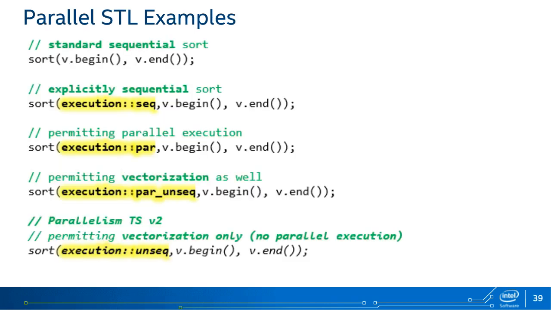The syntax for this is pretty simple. You have your original STL algorithm like sort. In this case, sort is being passed the beginning of a vector and the end of a vector. With Parallel STL, you just add an additional argument, the policy. You can explicitly say, I want this executed sequentially by passing in seq. You can say you permit parallel execution with par. You can permit vectorization and parallelization with par_unseq, or in the technical specification, you could say, I only want this executed vectorized.